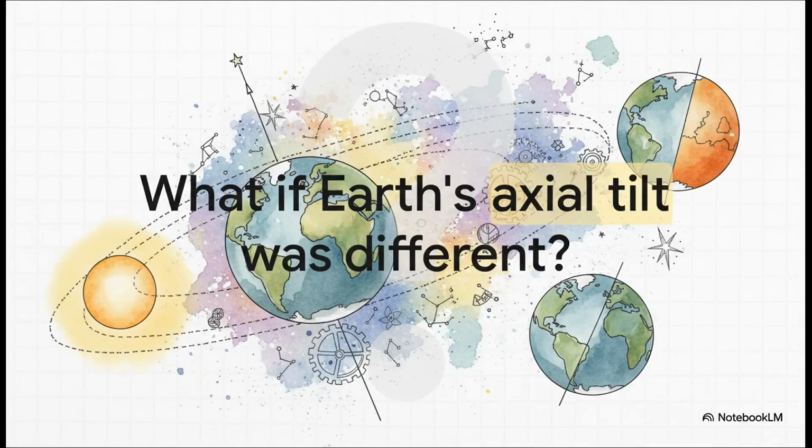So I'll leave you with a final thought experiment. Now that you understand the mechanism, consider the consequences. What would our seasons be like if Earth's tilt were far greater, say 50 degrees? Or what if it were nearly 0? The concepts we've covered today give you all the tools you need to work through those fascinating possibilities.